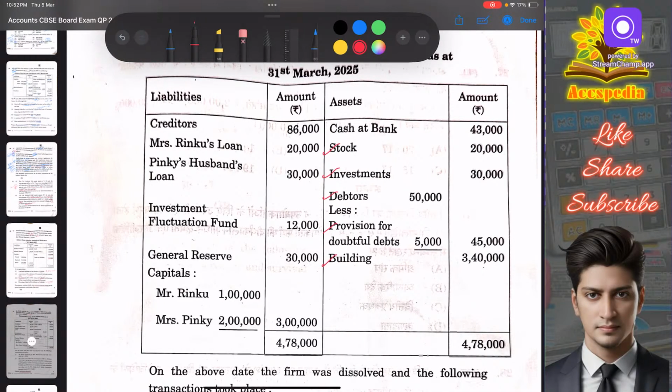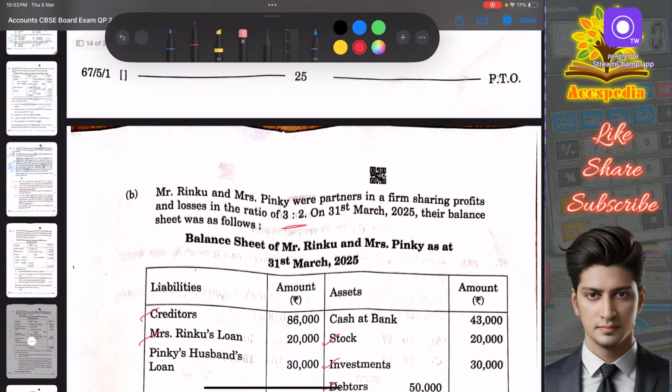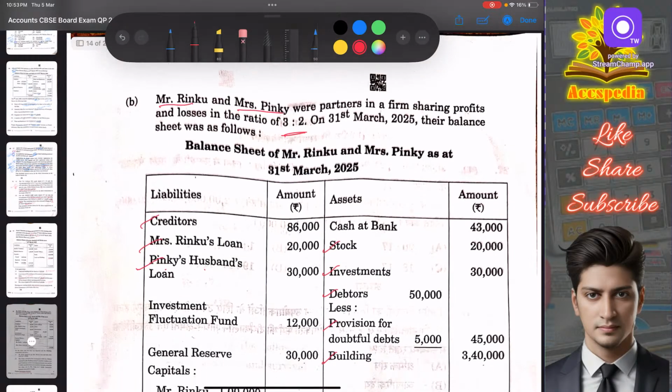And then transfer the sundry liabilities. We have creditors, Mrs. Rinku's loan. Okay, you see, Mr. Rinku is a partner. Mrs. Pinky is the partner. So Mrs. Rinku is the partner's wife, who is a third party. Pinky's husband is also a third party. So these three are third party liabilities.